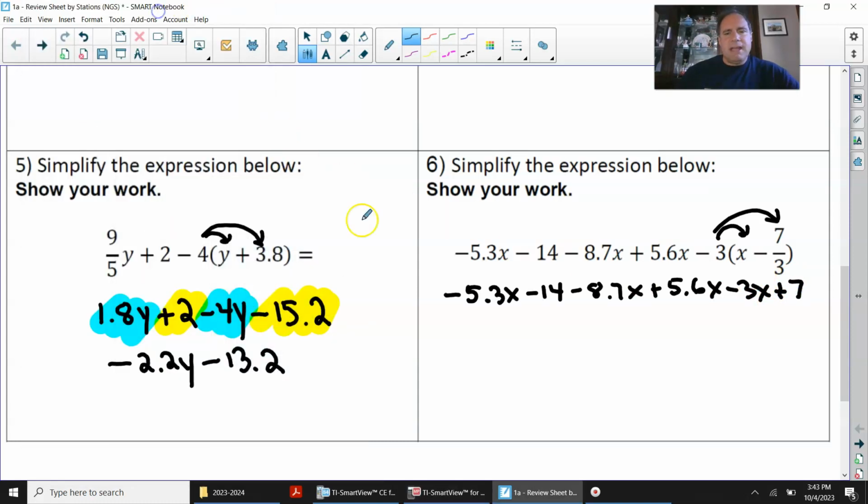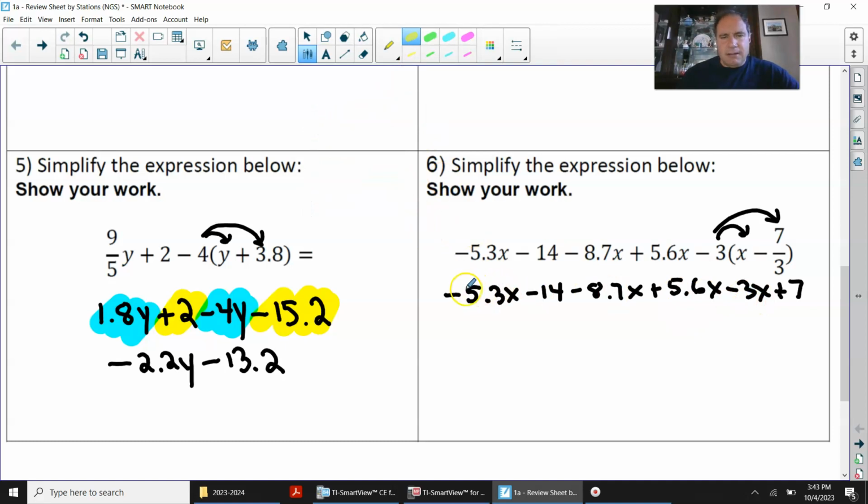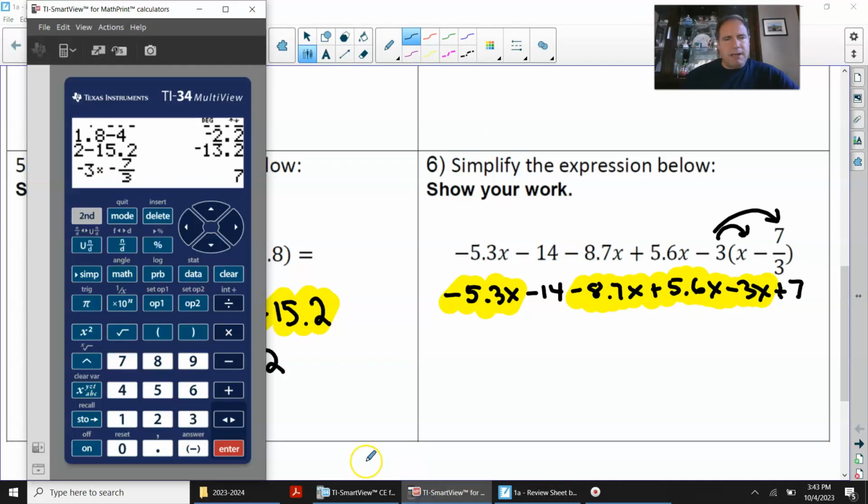So now once I have all of these like terms all lined up, I'm going to go and say, okay, are there any x squareds? No. But there are some x's, and I'm going to highlight them. And there are a lot of x's. So I'm going to just combine all of those, and I'm going to combine them right in the calculator.